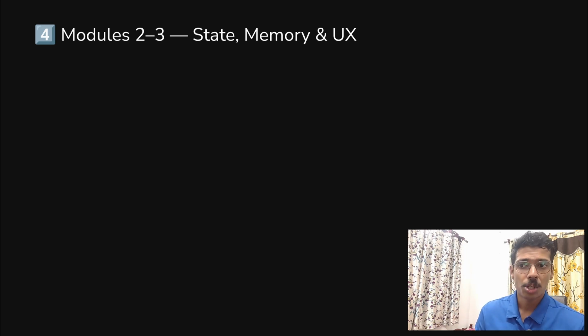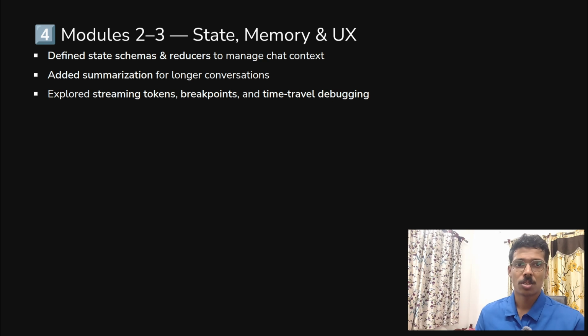In module 2 and 3, you are brought to the knowledge of state, memory, and UX. So as I said before, we can define the state schemas. We can introduce reducer functions to add on to the state, like update the values of the state. And you can also include summaries for the longer conversations, and even stream the tokens so that it feels like LangChain or the model is producing the output in a continuous way. It actually reduces the waiting period.